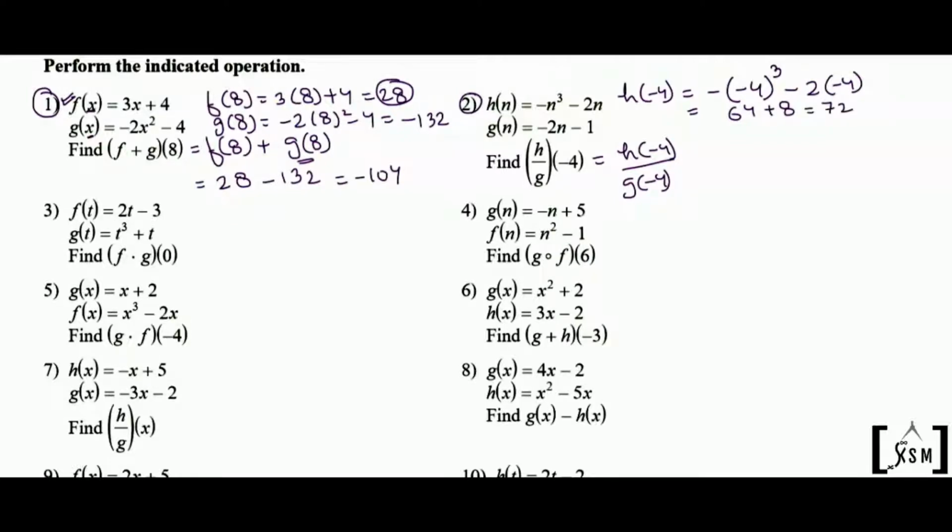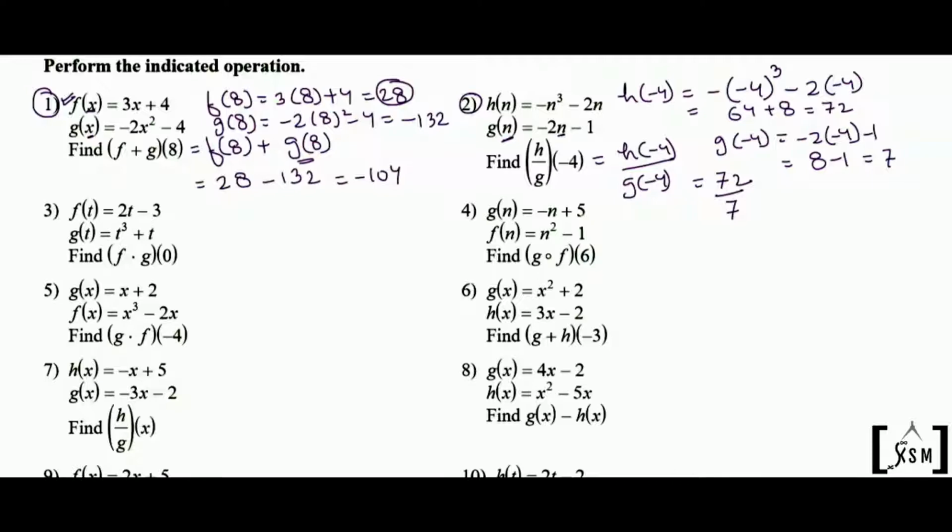Then we find g of minus 4. So g minus 4 is negative 2 times negative 4 minus 1. In place of n I am putting minus 4 to find g minus 4. So we get 8 minus 1, which is 7. So my answer is h minus 4 is 72 divided by g minus 4 is 7. Right? Okay.